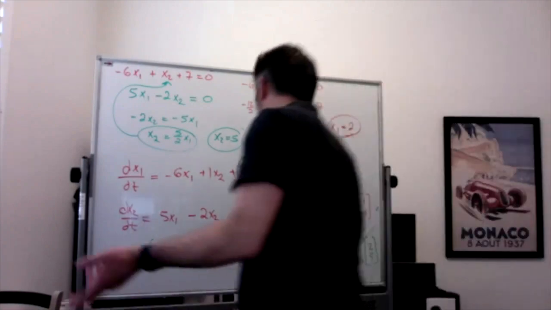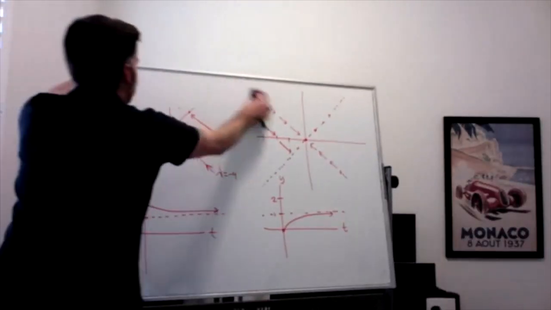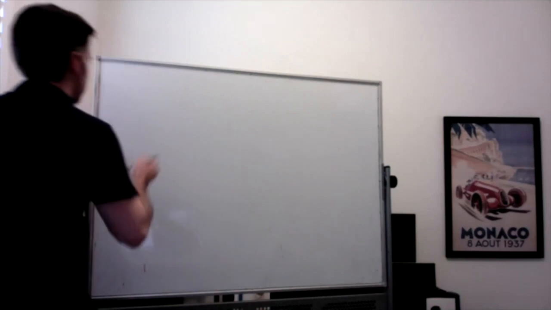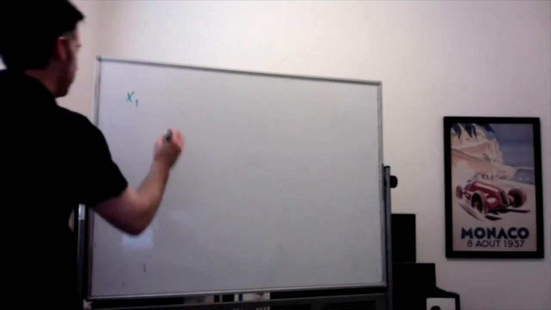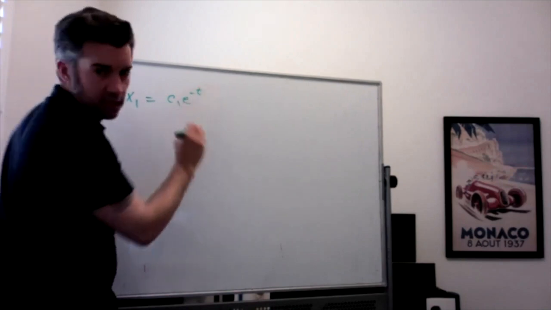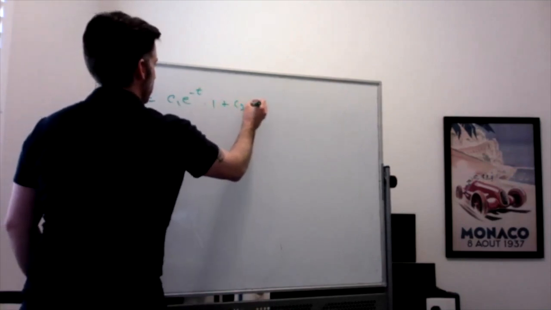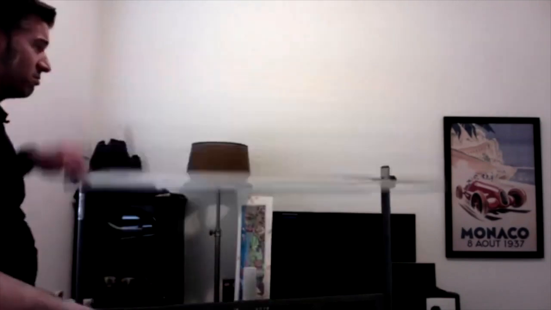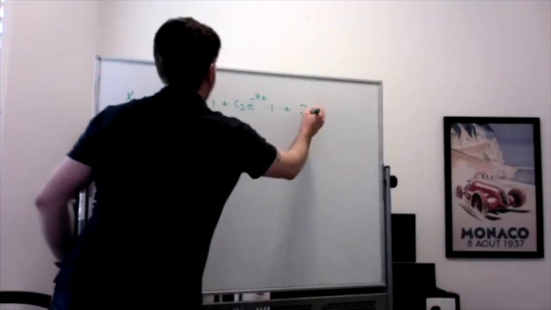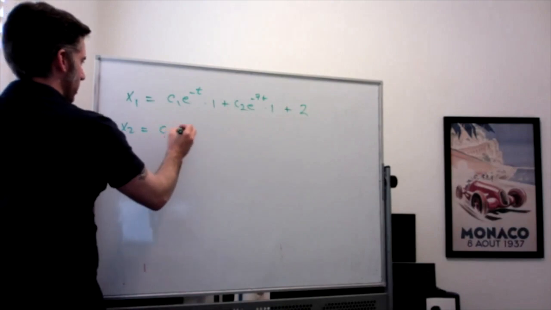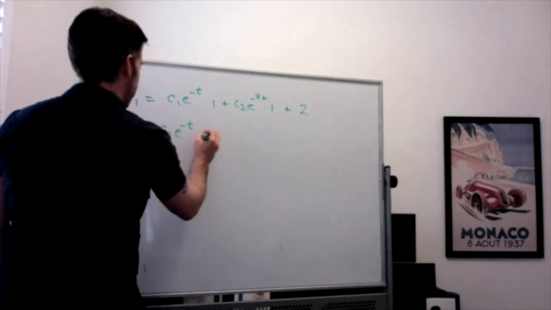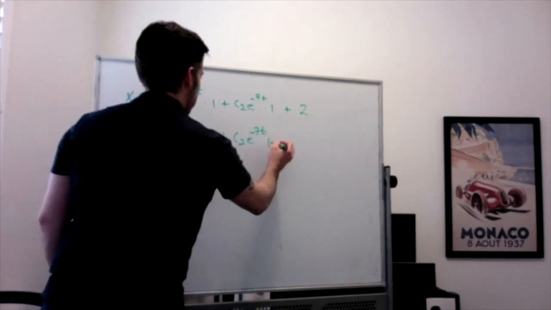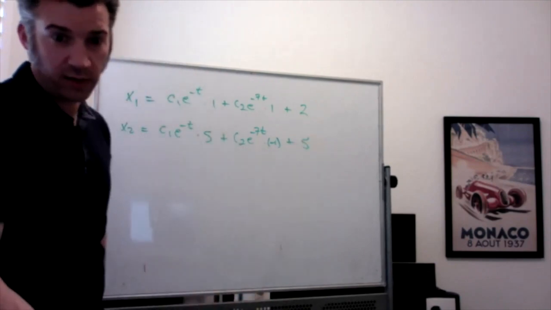Although, you could totally write the last part as the answer for part D. You could write it as x1 equals c1 e to the negative t times 1 plus c2 e to the negative 7t times 1 plus 2. And then x2 would be c1 e to the negative t times 5 plus c2 e to the negative 7t times negative 1 plus 5. That would also be a correct way of writing it.